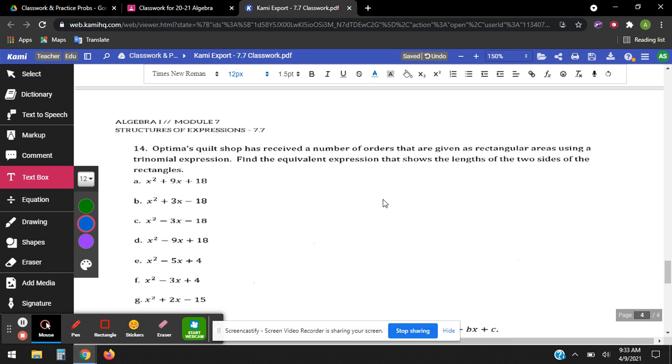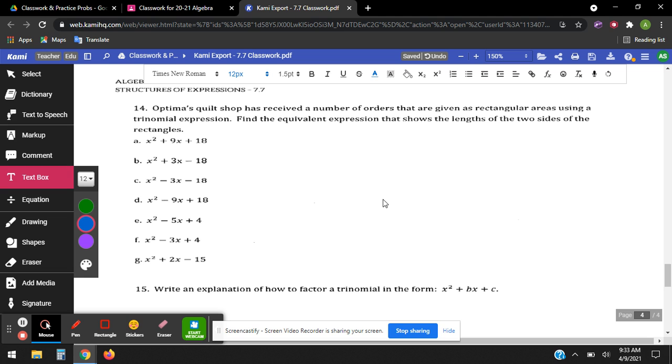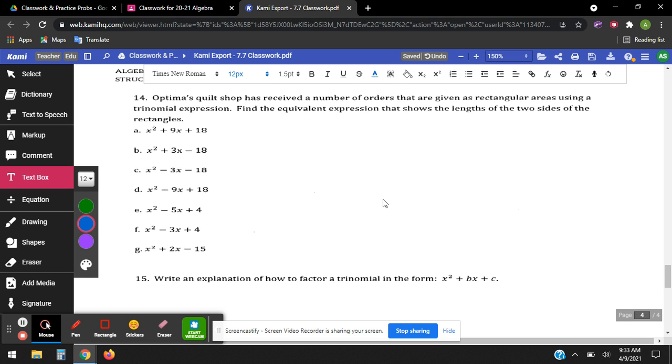Next, last page. Optimus Quilt Shop has received a number of orders that are given as rectangular areas using a trinomial expression. Find the equivalent expression that shows the length of the two sides of the rectangle. All right, so on these guys, let's see how we can figure this out.